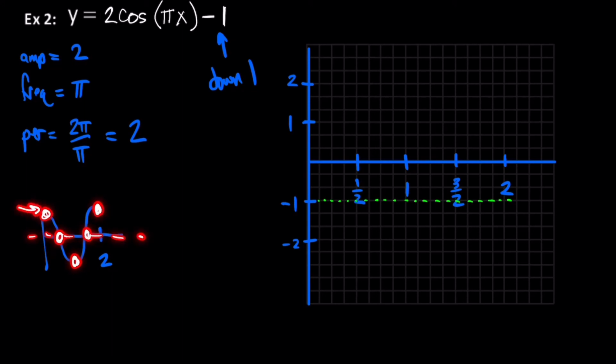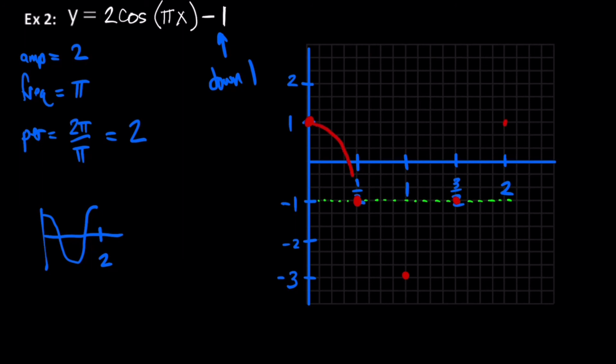So this point right here is going to be the amplitude, so up 2 from my midline. Okay, so from my midline up 2, that would be right there. Then it goes to the midline. Then it goes down below, so I need to include a -3 there. I forgot to do that. So that would be 2 down from the midline at 1, back to the midline, and then 2 above the midline at 2.